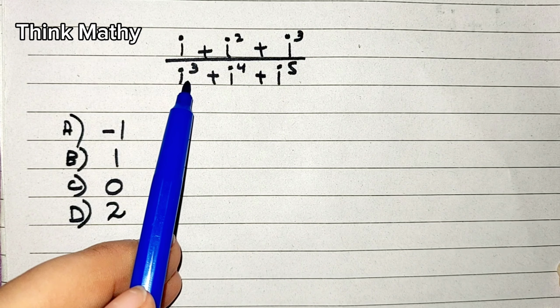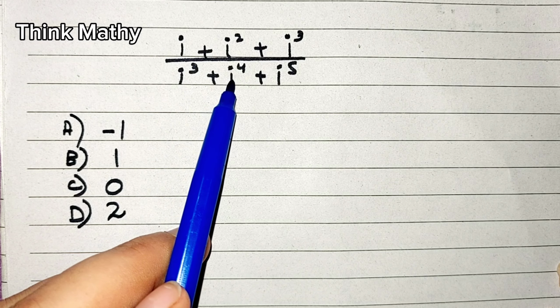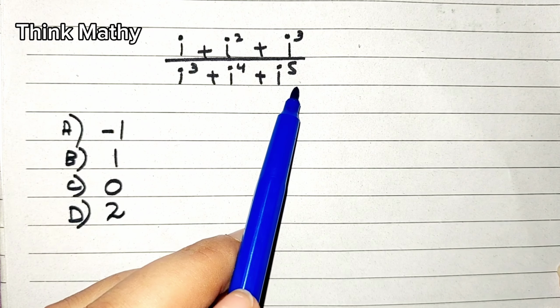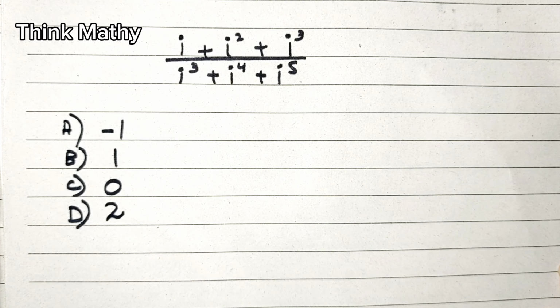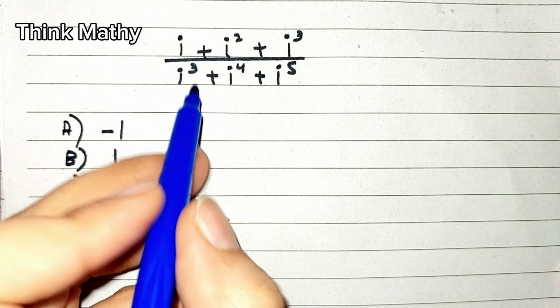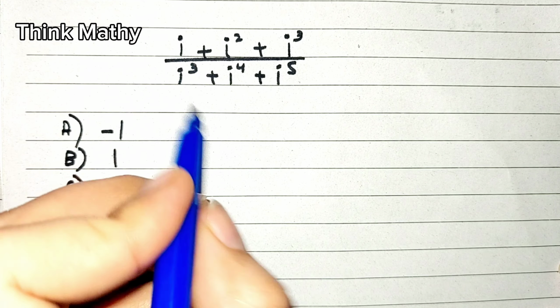So today we have a very nice question in which we have (i + i² + i³) over (i³ + i⁴ + i⁵). So how we will solve this? Let's take i common from the numerator.